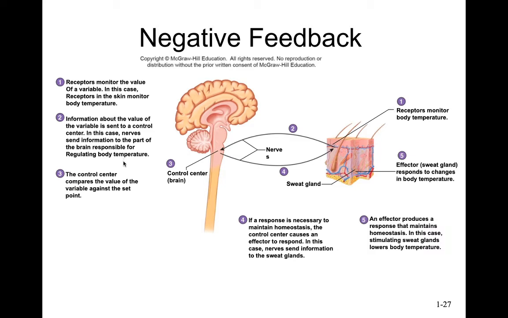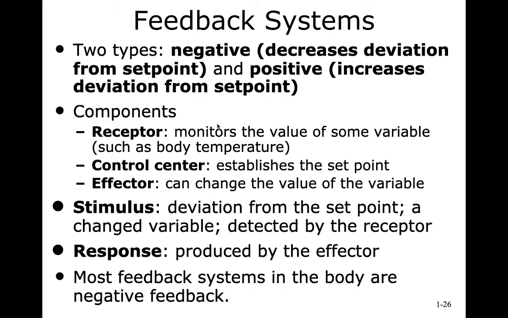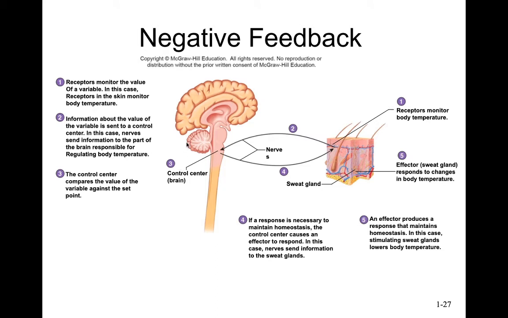And so this information will be carried to our brain, to our hypothalamus. Our hypothalamus is our control center. So our receptor is our temperature receptors in our skin, and our control center is our hypothalamus. Our hypothalamus establishes that our body should be 98.6 degrees, okay? And so if our temperature receptors sense that we're getting too high above that, then that information is going to be taken to the hypothalamus, and then we're going to respond to that.